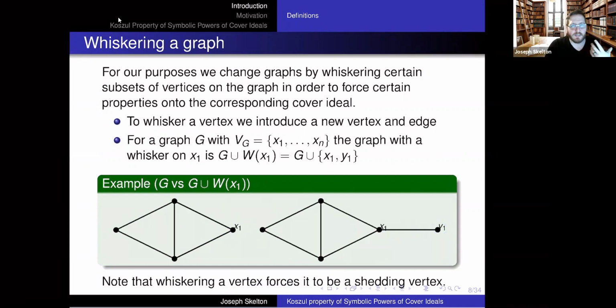What is nice about this whiskering process is it actually forces the vertex you whisker to be a shedding vertex. Because whenever I delete x1, I isolate y, so that would have to be included in any maximal independent set. But y is deleted whenever I delete the neighbors of x. So you actually force that condition, which is a really great tool to use.